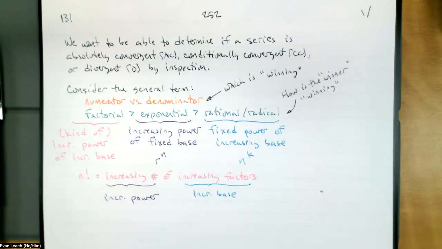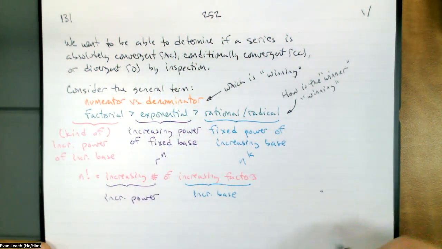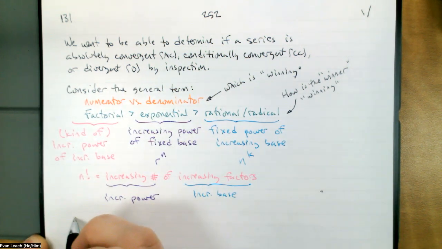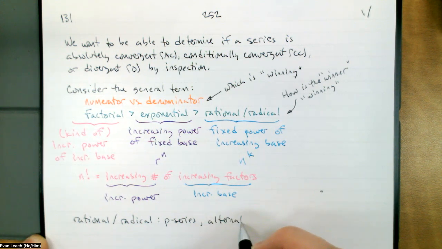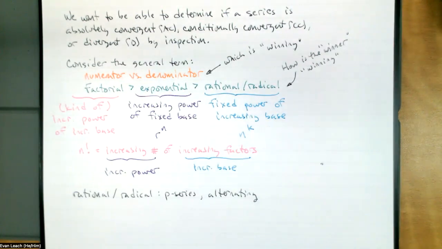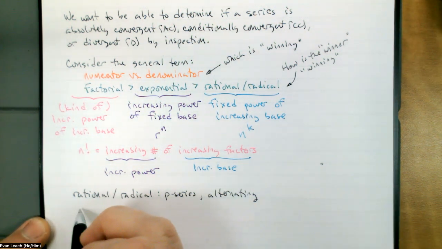The tools that we have for rational and radical, we are just looking at P series. We just care about P series. For exponential stuff and factorial stuff, we care about the ratio test. At the lowest level, we've got our rational and radical factors, where we just think about comparison with the P series, not actually being a P series, but comparison with P series. The other thing that we might consider here is alternating. And then for exponential and factorial, we have the ratio test.